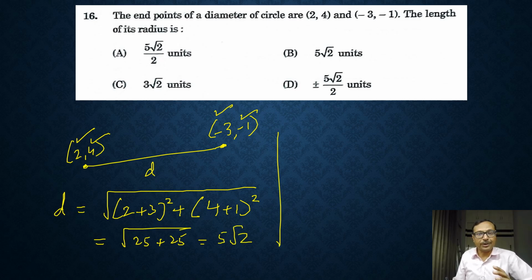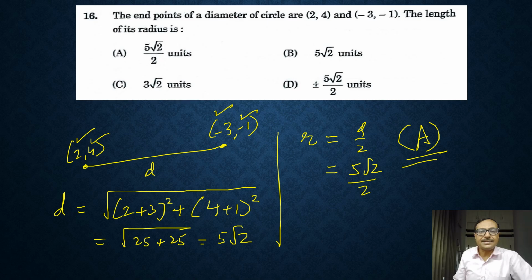So I hope you have not marked answer B, because he is asking us to find the radius, and radius is diameter by 2. So that is 5 root 2 by 2. The answer is A, but why is the answer not D? Because the radius cannot be negative. So negative 5 root 2 upon 2 is ruled out, and the answer is the positive value of 5 root 2 upon 2, option A.